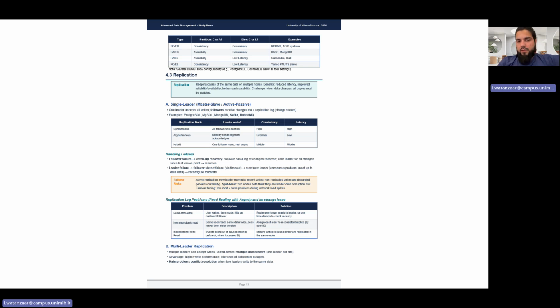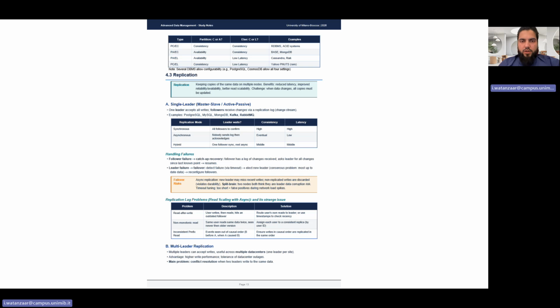We have the third case: if there is a partitioning and we opt for availability, in the else condition we choose low latency. The examples of this database are Cassandra, Riak, and all these. And if there is consistency under partitioning, and in the else condition we opt for low latency, with no partitioning, the example is Yahoo PNUTS, which is quite rare. The above three are mostly usable, but the last one is quite rare.